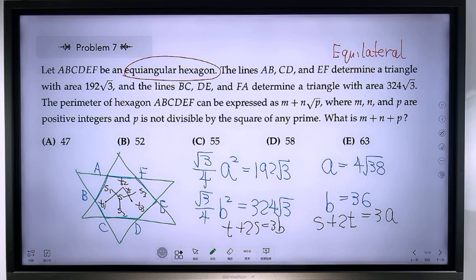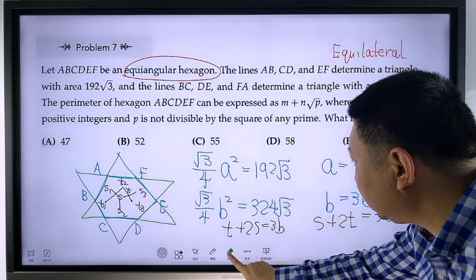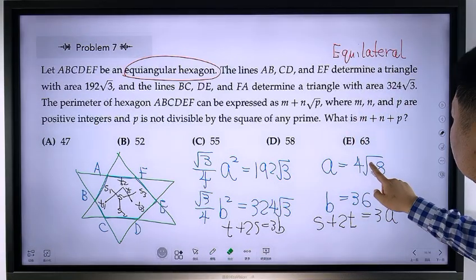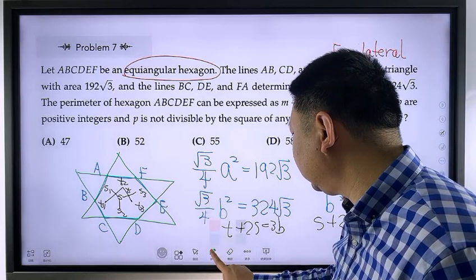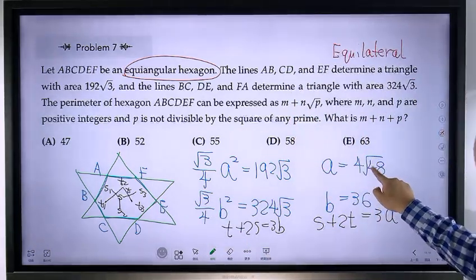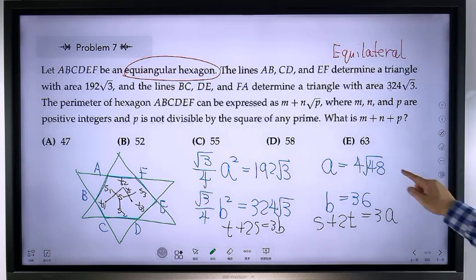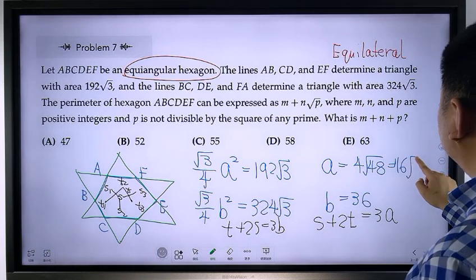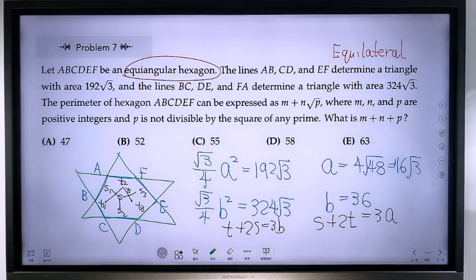Oh, okay. So I see. Yeah, I think I made something wrong, because that would be 48. Sorry, I made a mistake here. So that is 48, and then there's another 4, so it's actually 16 square root of 3. Okay. All right.